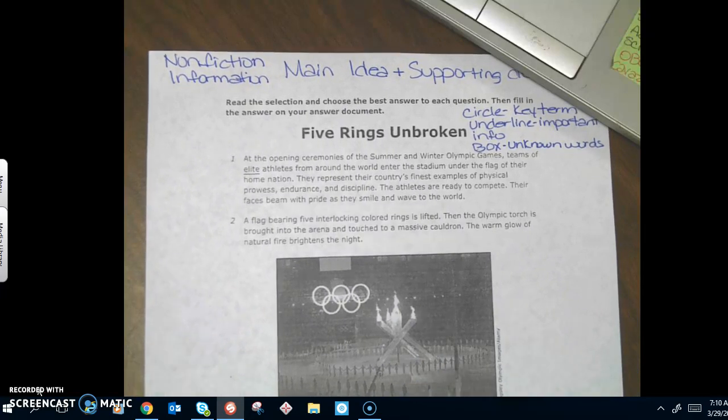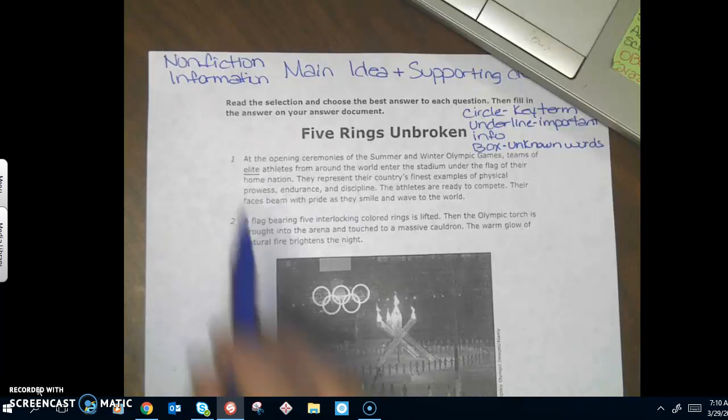Five Rings Unbroken. At the opening ceremonies of the Summer and Winter Olympic Games, teams of elite athletes from around the world enter the stadium under the flag of their home nation. They represent their country's finest examples of physical prowess, endurance, and discipline. The athletes are ready to compete. Their faces beam with pride as they smile and wave to the world.